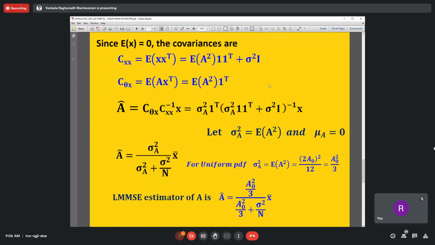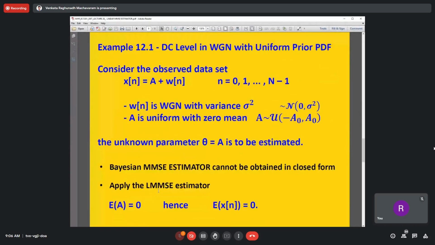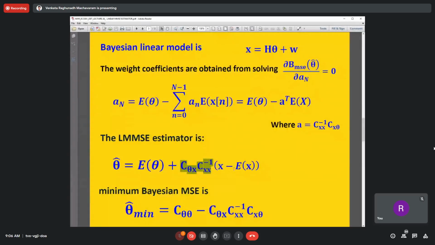Now expand all of them and multiply. The expectation of theta, that is A, and x are again independent, so the cross term is 0. It becomes the expectation of A square times the ones vector. So substitute into the definition, where is that definition? This one. C theta x, Cxx inverse which you computed, times x minus E of x. But E of x you have already seen is 0. So it is C theta x, Cxx inverse, x.